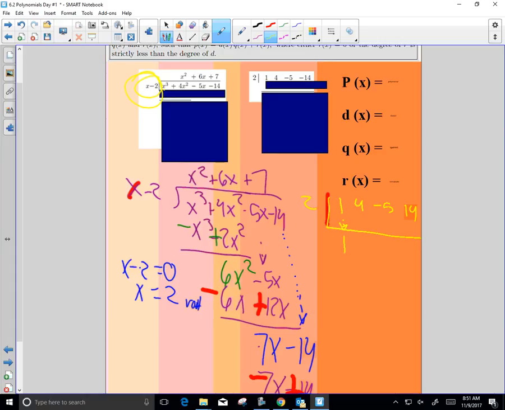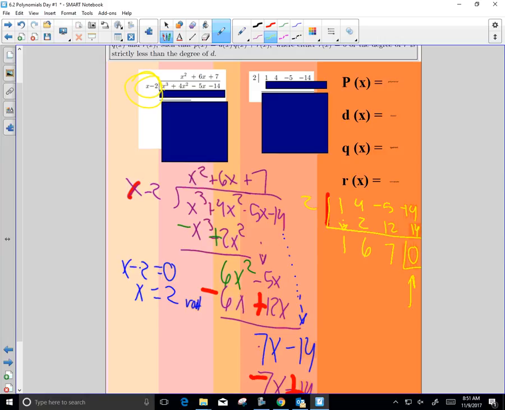Then multiply 1 times 2 is 2. Add these 2, which is 6. Multiply these 2, which is 12. 2 times 6 is 12. 12 minus 5 is what? 7. What's 7 times 2? 14. Where did I miss here? Did I put a... Oh, this should be a negative 14. Whew. 14, and then when you add those up, you get 0.